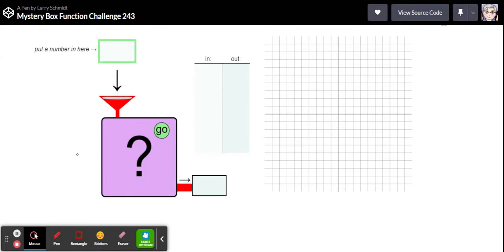Hello everybody and welcome to another mystery box function challenge. In the purple box there is some mystery math and your challenge is to figure out what it is. You can try this out by using the link in the description, and when you've got an idea, come on back, see if we get the same thing.